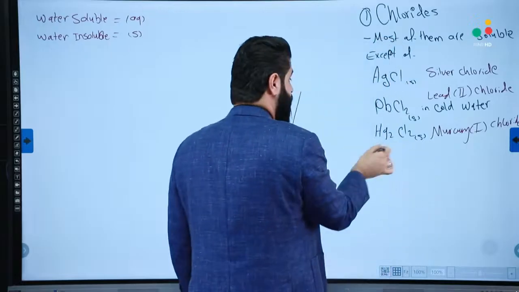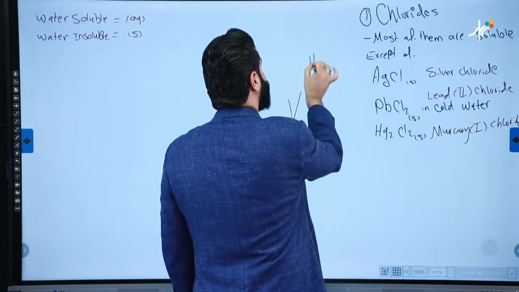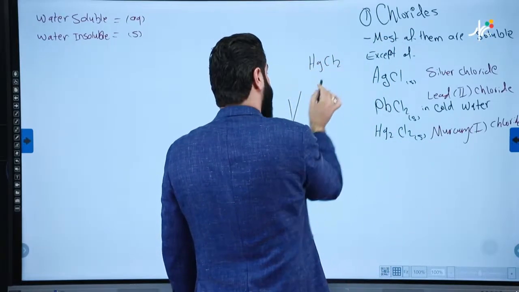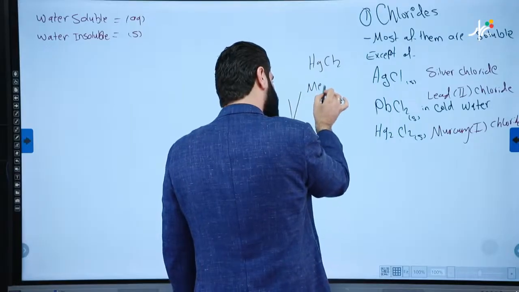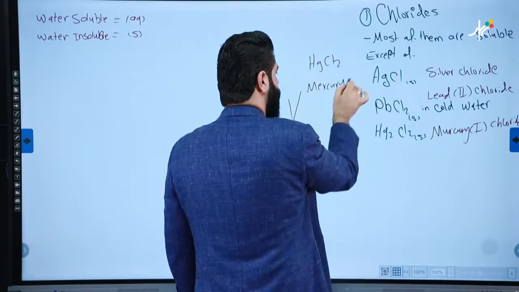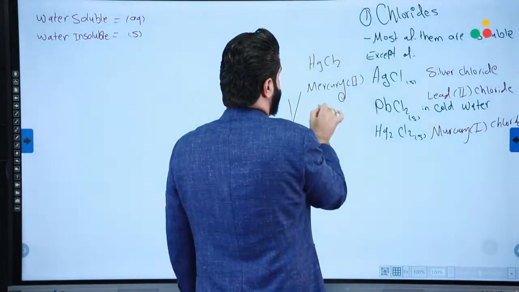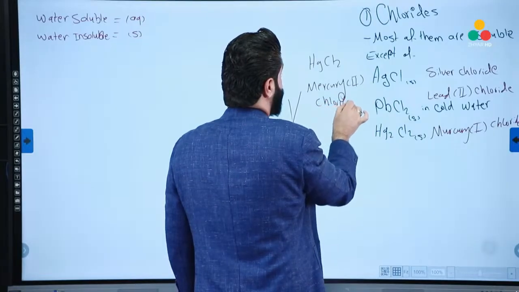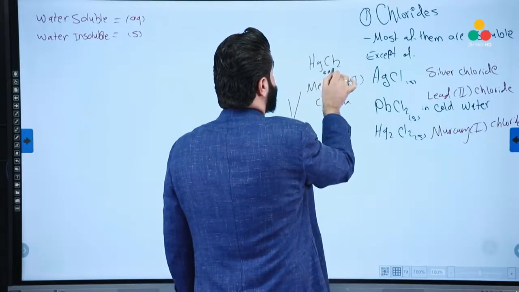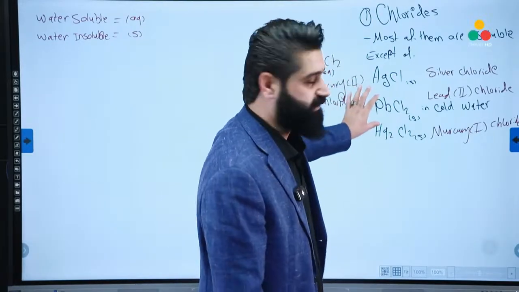Mister, how about this compound? If I say this compound, HgCl2, this is mercury chloride. This one is aqueous. Be careful, but this one is a solid substance.